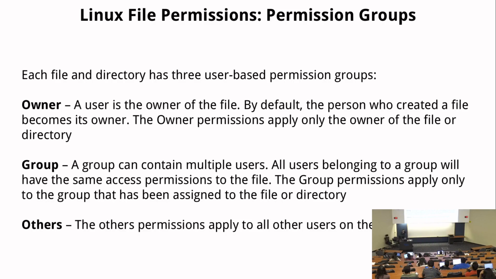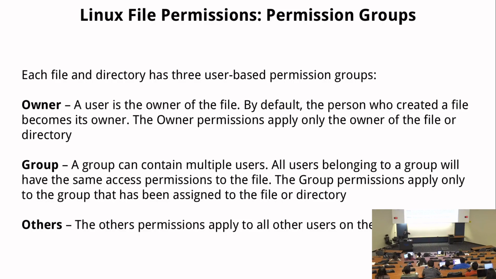In Linux file systems, the default one, we first define three different user groups. The first one is the owner. The file belongs to the owner. Usually, whoever created a file automatically becomes the owner of the file. There are several bits of owner permissions, and those owner permissions only apply to the owner of the file or directory.